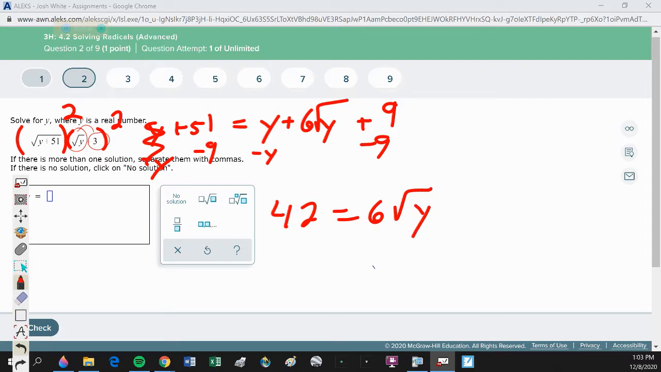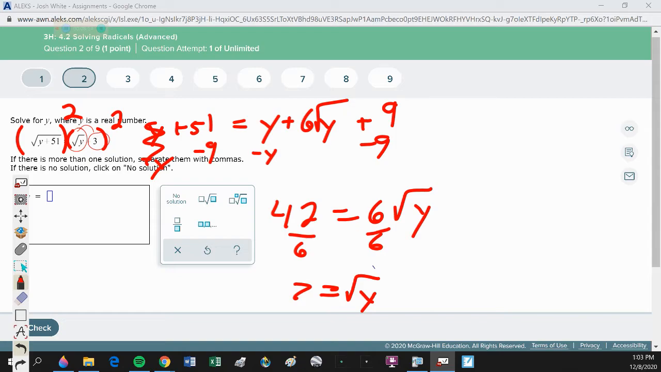Should I divide by 6? Yes, only because 42 is divisible by 6. If this was, say, 47, I wouldn't divide, because then you're going to get a fraction, and you have to square a fraction. So I would not do it that way unless it works. So 7 equals root y. Hopefully we'll run into one of those in a second.